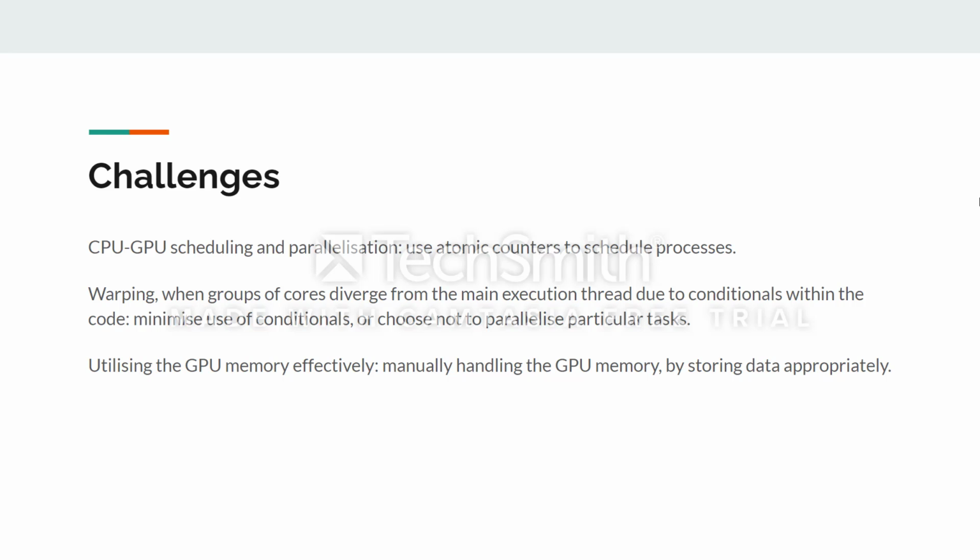Another problem they had was warping, which is where groups of cores diverge from the main execution thread due to conditionals within the code, for example an if-else statement. This is because NVIDIA GPUs have sets of cores, and when a main execution thread is run and you meet a conditional, it'll split off and use different cores for each path, and then once the conditional is finished running, they'll choose a path to continue downwards. This allows them to run the code much faster, but it does mean that sometimes you're not using your cores to the full efficiency that you could be. To get around this problem, they minimized the use of conditionals, or if they couldn't avoid that, they would not run those conditionals on the GPU and purely run them on the CPUs, where they didn't have that warping problem.